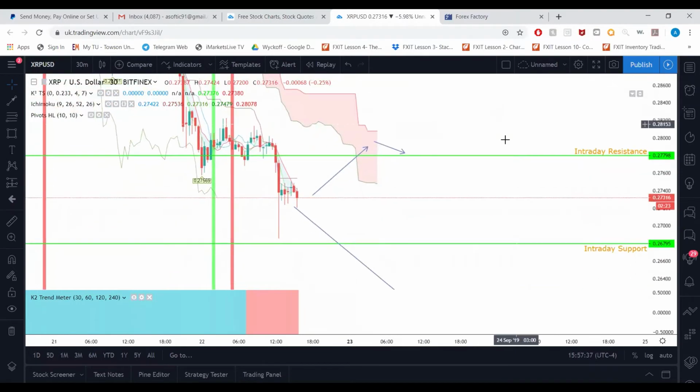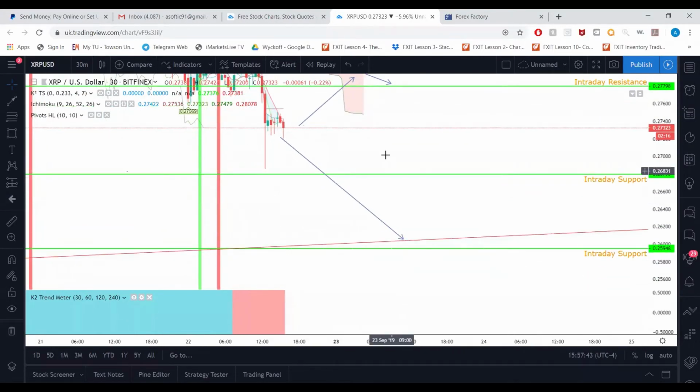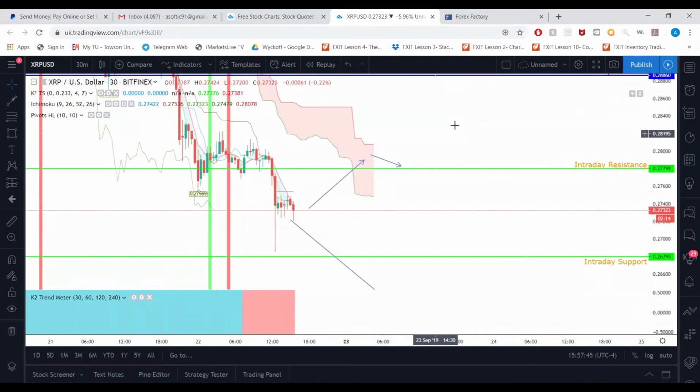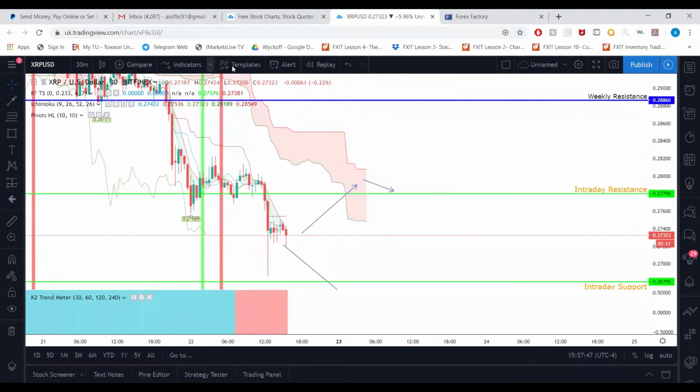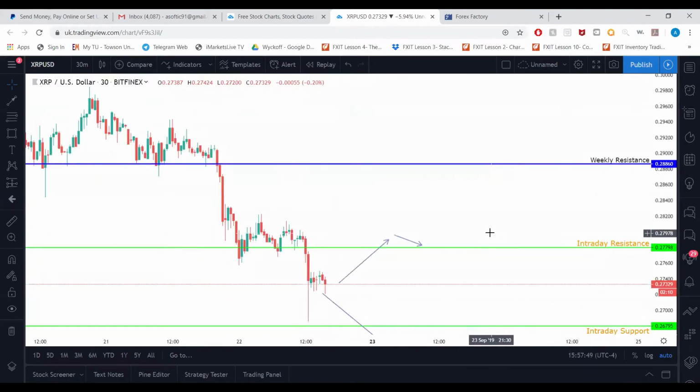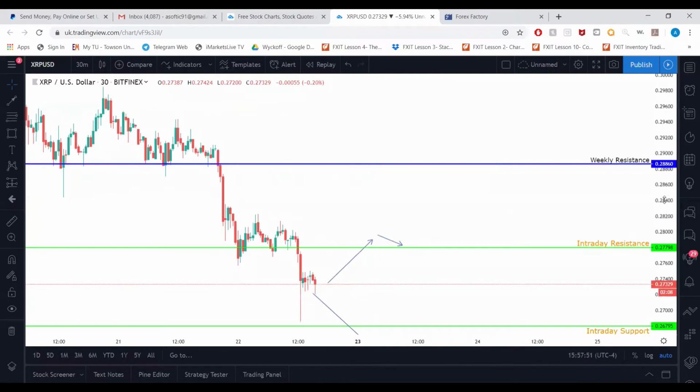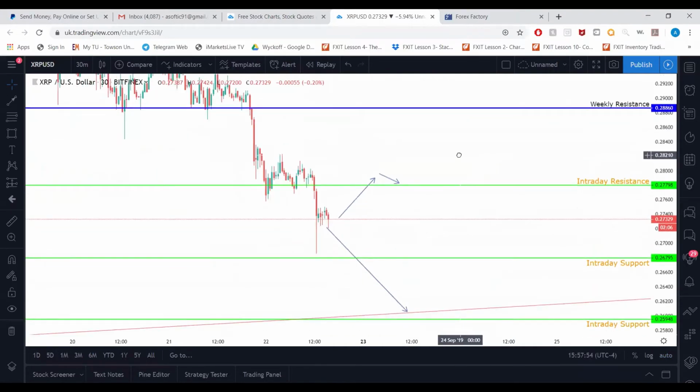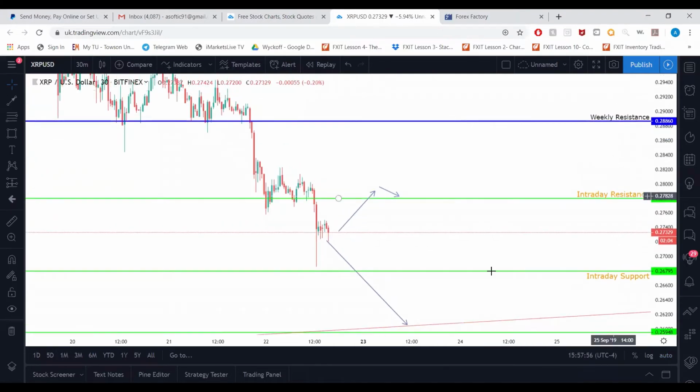But I would wait for a little bit more of a pullback and buy off of one of those two zones, or I would wait for the breakout and then buy it if you are looking to trade it. So that's what I see on Ripple.